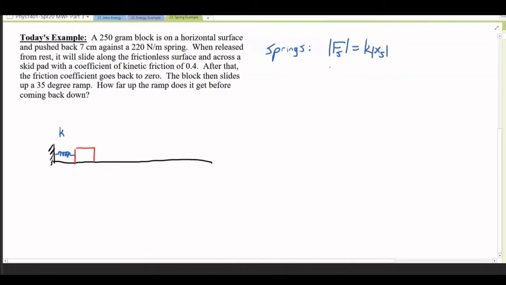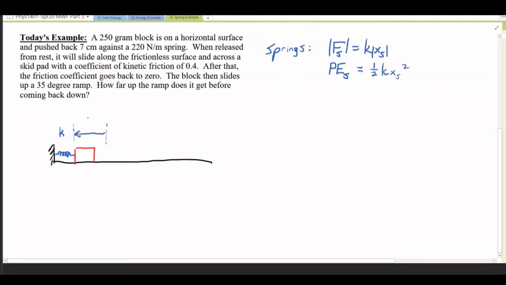And the other thing we care about with springs is the potential energy of a spring is 1/2 k x of the spring squared. And that's the equation we're going to be using to think about this spring. So what is this x of the spring?